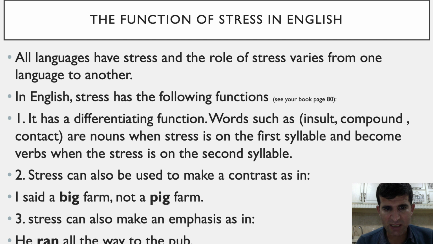Finally, stress can also make an emphasis. In a sentence, one word carries the meaning more than the other words. One word is more important than the others, and the speaker wants to focus on that word more than anything else. In that case, the speaker stresses that word in the English language. So we say, he ran all the way to the pub. He ran all the way to the pub. In this sentence, the speaker wants to focus and put emphasis on the running of that person more than anything else. Okay.